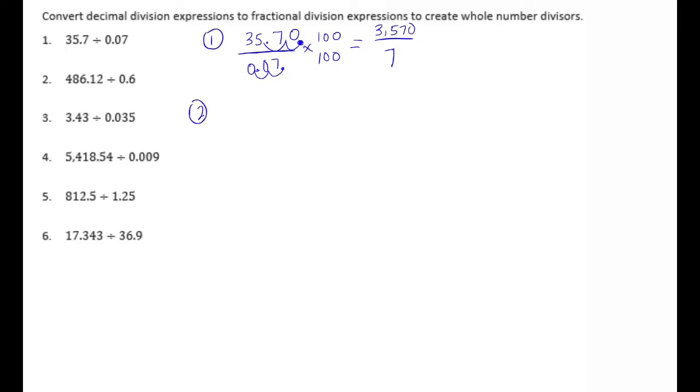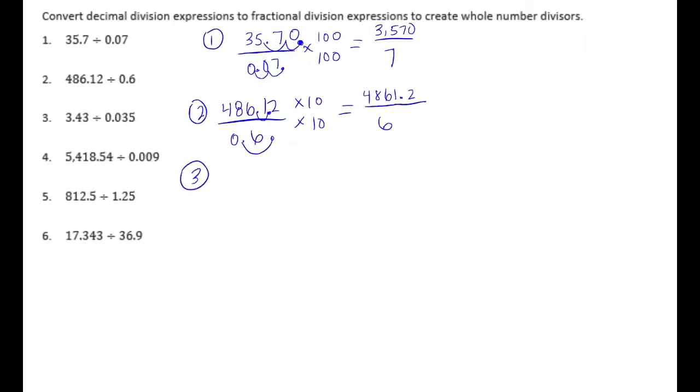Number 2, 486 and 12/100 divided by 6/10. So this, we just need to move it 1 place, or 1 power of 10, which would make that 6. If I move this 1 place, we get 4,861 and 2/10 divided by 6.